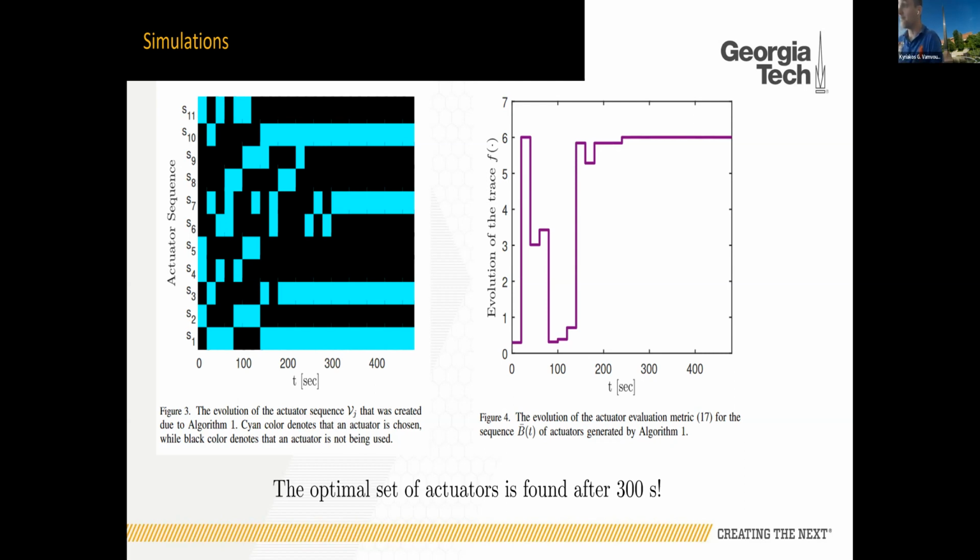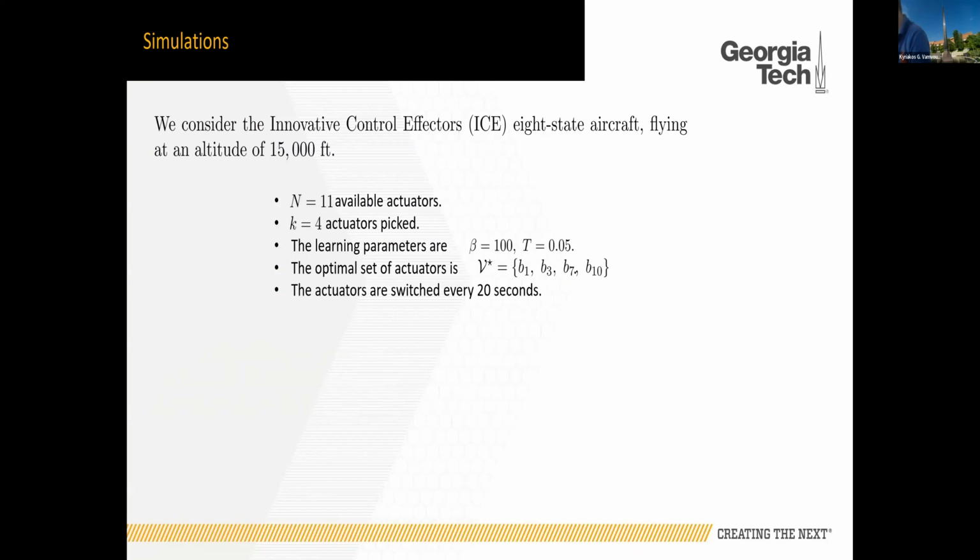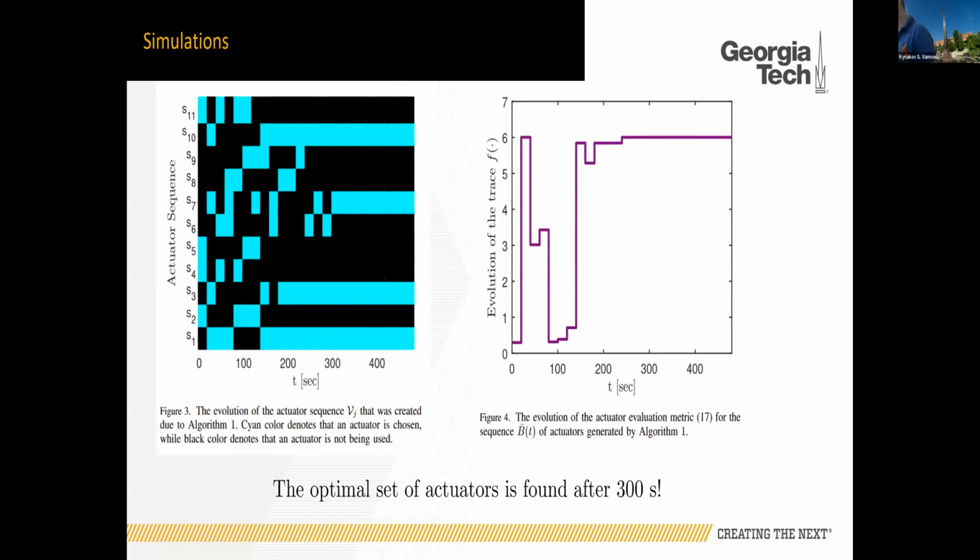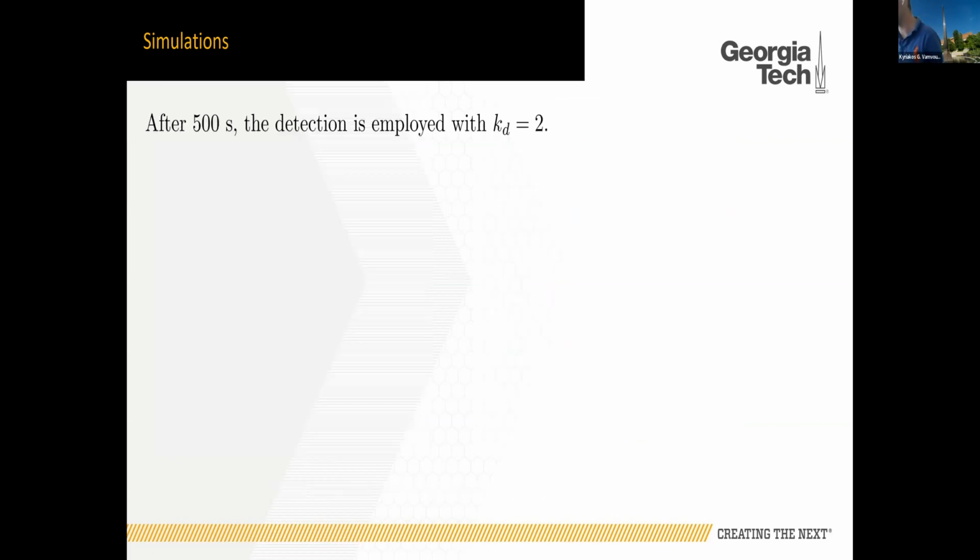Remember that I switched only, let me remind myself, every 20 seconds. So I learned everything, the optimal set, in 300 seconds. Again, this is model free. I didn't require information about the A matrix, and it is learning based. I learned the optimal sequence of the actuators. So to the best of our knowledge, this is probably one of the first works that can do that in such an efficient time with provable guarantees.